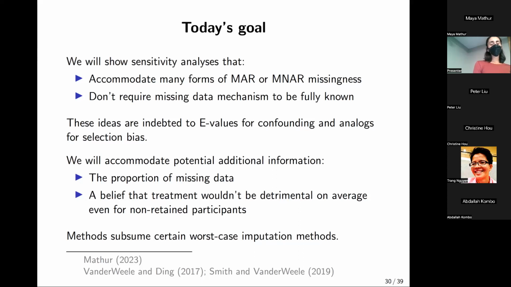Another goal is to subsume certain methods of doing worst case imputation. So what does that mean? People will often say, okay, I've got this data set with missing data. Let me try to fill in the missing values, not using something like multiple imputation, but rather plugging in the most unfavorable values I can think of. So let me plug in the worst case outcome for everyone who dropped out and was in the treatment arm, for example, and vice versa. So this is a one-step approach that will subsume some of those methods that involve plugging in individual values.